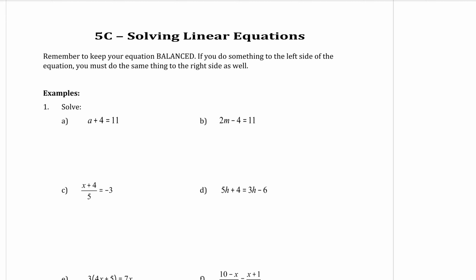So I'm starting with a very basic one-step equation. It is a plus 4 equals 11. So the plus 4 is the one number that I need to get rid of. The opposite is to minus 4 from both sides of the equation. They will cancel out on the left side. And you get a is equal to 7.